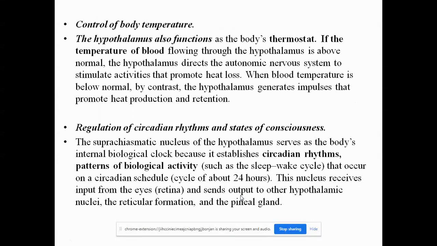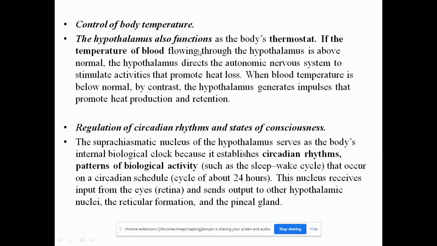Next is the control of body temperature. The human beings are homeothermic animals, so the body temperature has to be maintained at 98.4 degrees Fahrenheit. So the hypothalamus functions as a body thermostat. If there is an increase in temperature, it will immediately bring down the temperature. If there is a decrease in temperature, it will immediately shoot up the temperature. So that is the role of the hypothalamus.